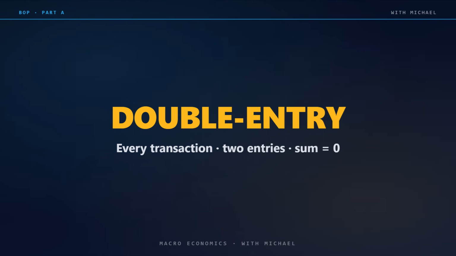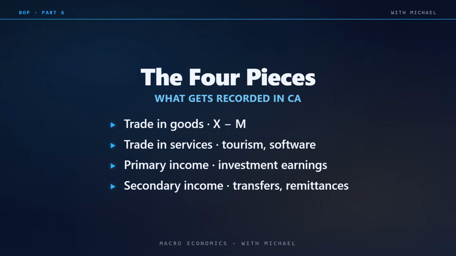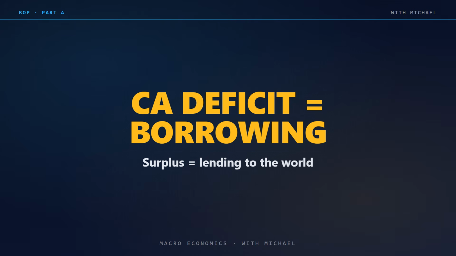Section 4. The current account explained. The current account has four components. First, trade in goods. Exports minus imports of physical products. This is what people usually mean by trade balance. Second, trade in services. Tourism, financial services, software exports. Third, primary income. Income earned by domestic residents on foreign investments, minus income earned by foreigners on domestic investments. Fourth, secondary income, or unilateral transfers. Remittances from immigrants, foreign aid, gifts. Together, these four components give us the current account.